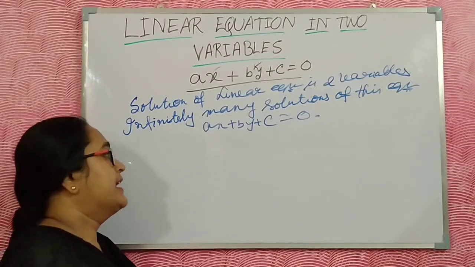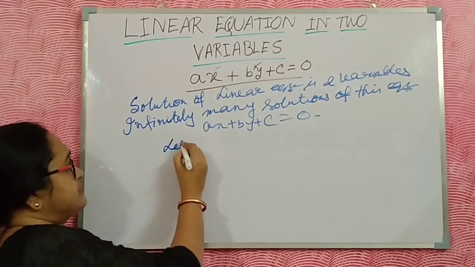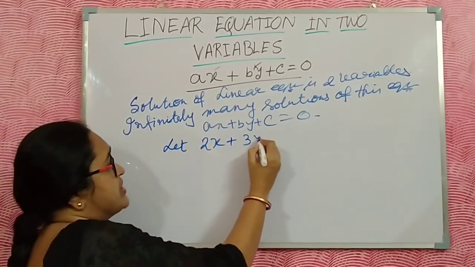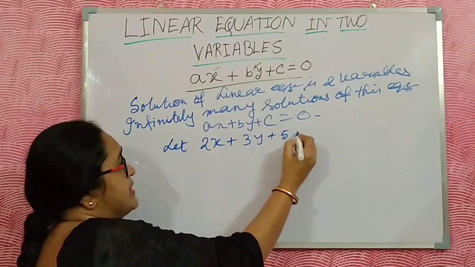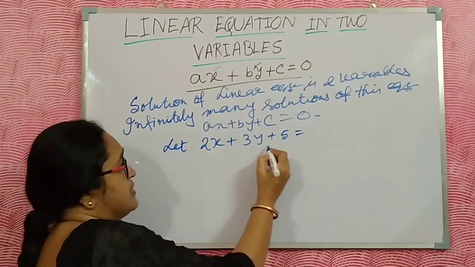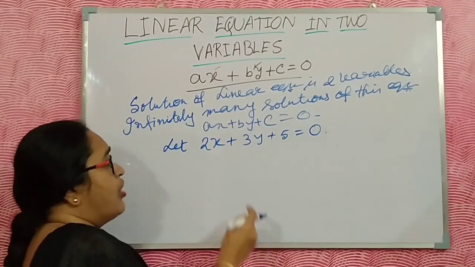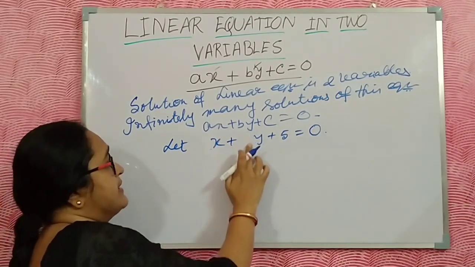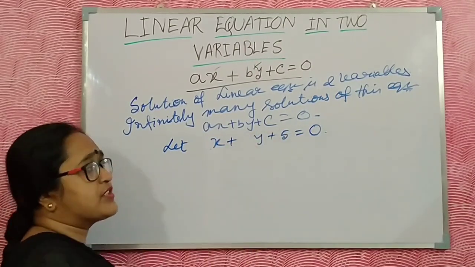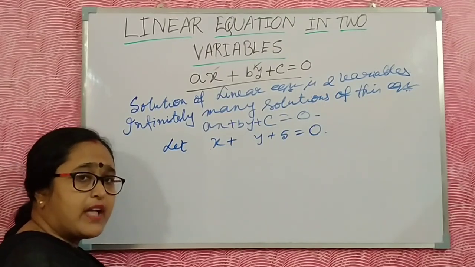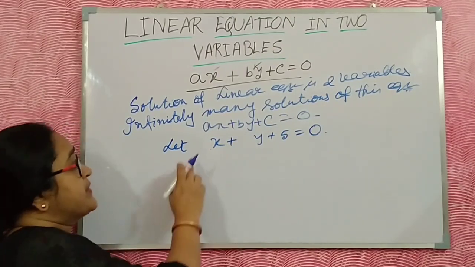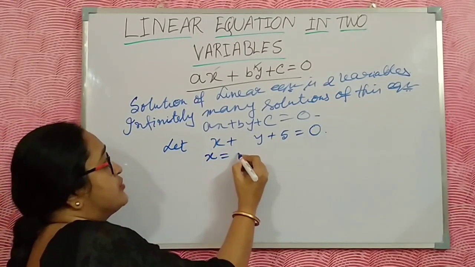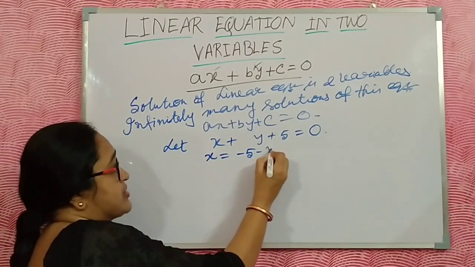Let me take an example. Let the example be 2x plus 3y plus 5 is equal to 0. Or I take a very easy example: x plus y plus 5 is equal to 0. Why am I telling you infinitely many? Here make x is equal to minus 5 minus y.